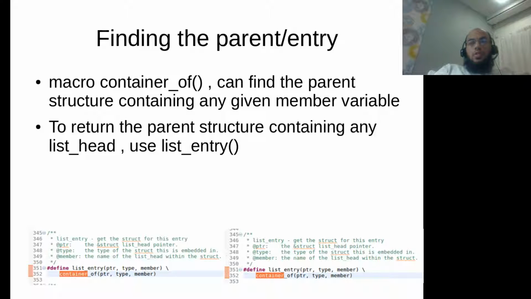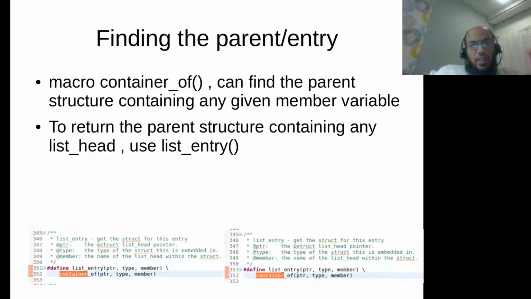You typically also want to find the parent or an entry point to your linked list, and there is a macro that has been implemented for you to help you do this, called container of. Basically, the macro can easily find the parent structure containing any given member variable. We are talking about general structs that we are not really sure what they will be like, so they can be Fox in our case, or they can be something else. They're pretty general, right?